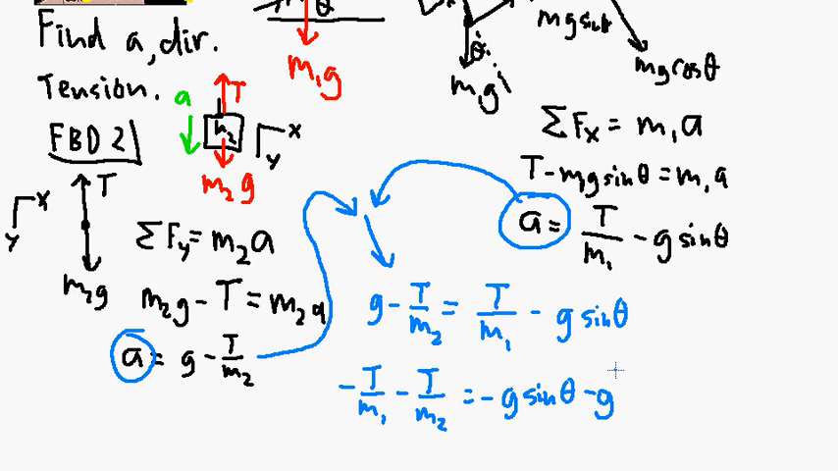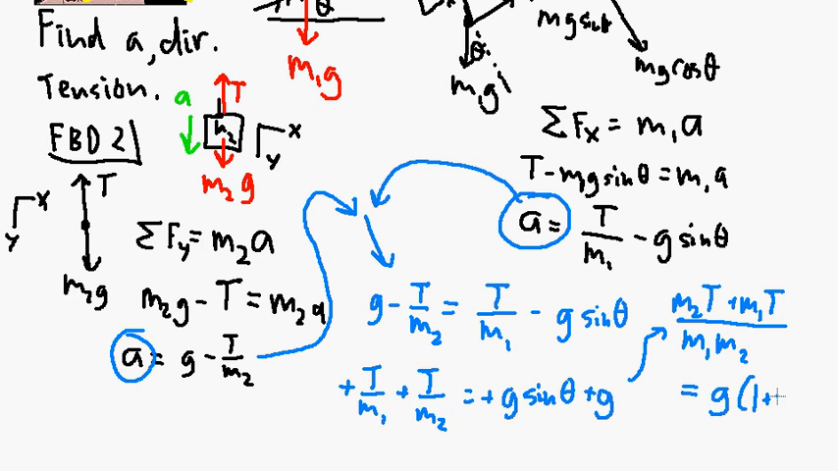Okay, actually everything's negative here, so we can just make these all positive. Boom, boom, boom, boom. And then, if we want to add these together, we have to get these two the same denominator. So that's going to give us m2t plus m1t over m1 m2, and the left-hand side equals g times 1 plus sine theta.